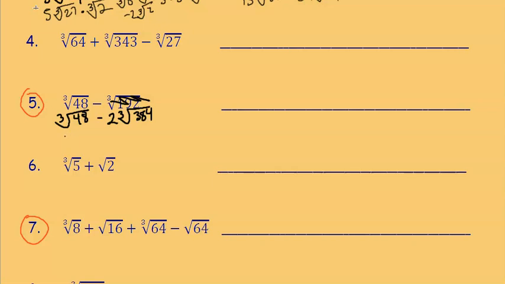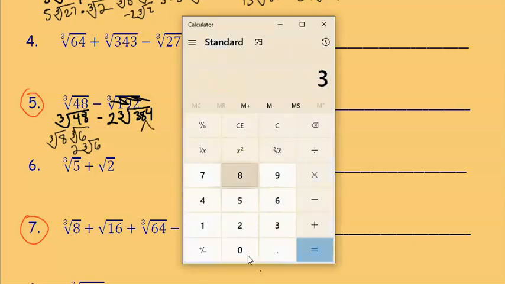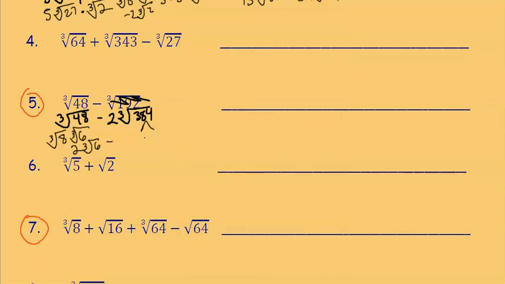So 48 is 8 times 6, which would be 2 cube root of 6. 384, we divide that by 8, you get 48. And then you can divide that again by 8 to get 6 times 8. So we have minus 2 times the cube root of 8 times 8 times 6.